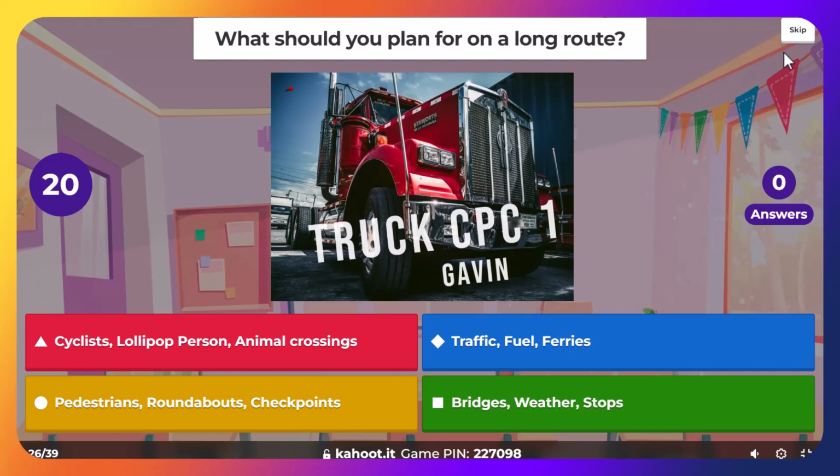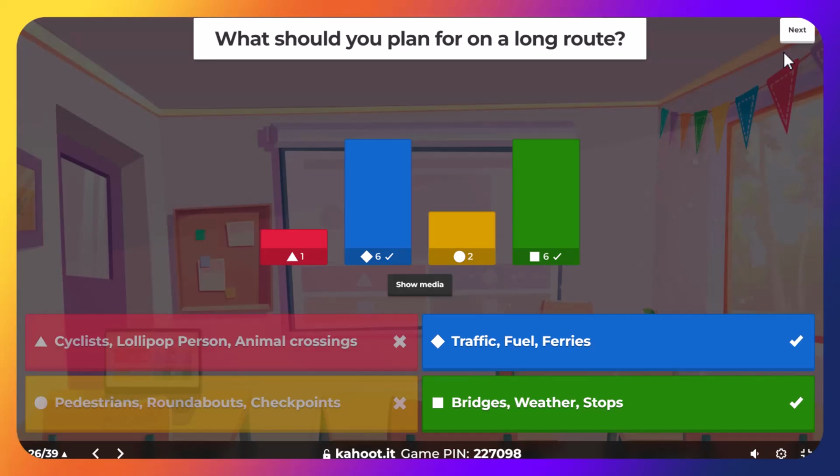What should you plan for on a long route? Can you plan for cyclists and lollipop person? School warden. See, it's lollipop person, so it's not sexist. Animal crossings. I don't know how you plan for an animal crossing. Traffic, yeah. Fuel, yeah. Ferries, definitely, if you need them. Pedestrians. Can you plan for pedestrians and roundabouts? How would you know where the checkpoint is? I suppose there is a page on the Garda site, isn't there?